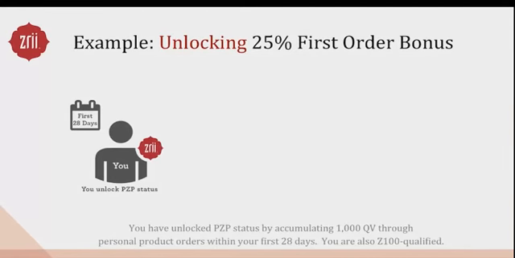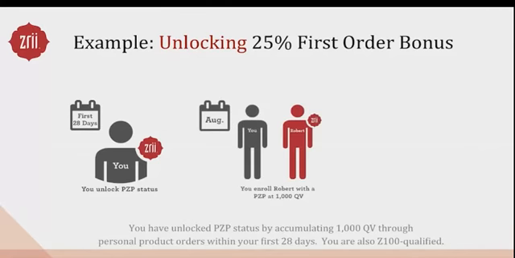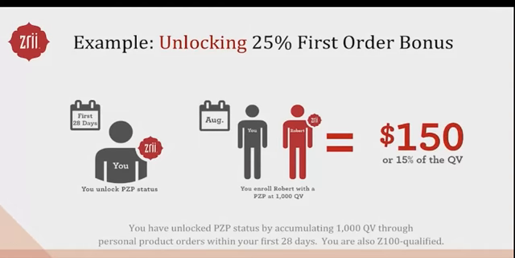For another example, let's say you enroll at the basic level on January 1st. And you place an additional personal product order on January 15th, bringing your total personal QV to 500 within your first 28 days as a Zrii independent executive. You now have EZP status, and you're also Z100 qualified. In February, you personally enrolled Peter with an EZP carrying 500 QV, and in April you enrolled Maria with a PZP carrying 1,000 QV. You just qualified for the $100 Star Bonus.